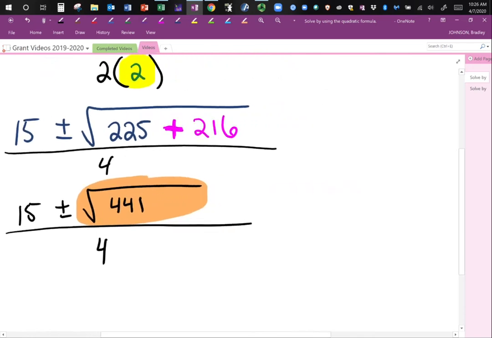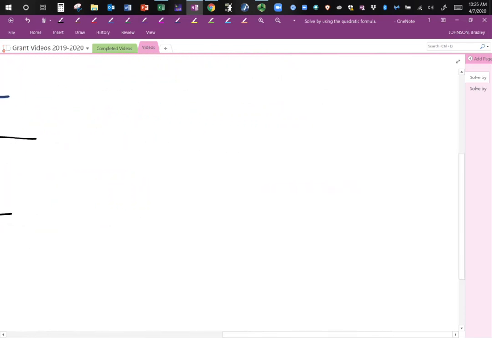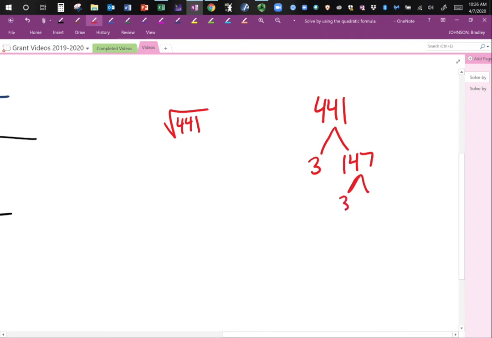So what I'm going to do is I'm going to move over to the side. I'm just going to go right over here and think about the square root of 441. Well, let's make a factor tree. 441. Now, I'm going to divide it by 3, so you take 441, divide by 3, you get 147. Now this is odd, so let's try dividing by 3 again. So if I divide that by 3, you get 49. Now 49, you know that is 7 times 7. So I have 3, 3, 7, and 7.